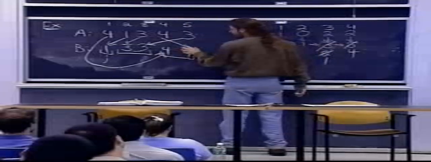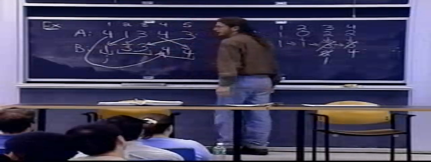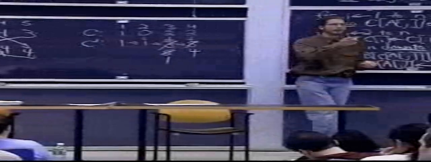Okay, and then we're just putting the 4s in reverse order, and then putting the 3s in reverse order, and the 1, and so on. And that's why you're getting this decrement. Yeah?